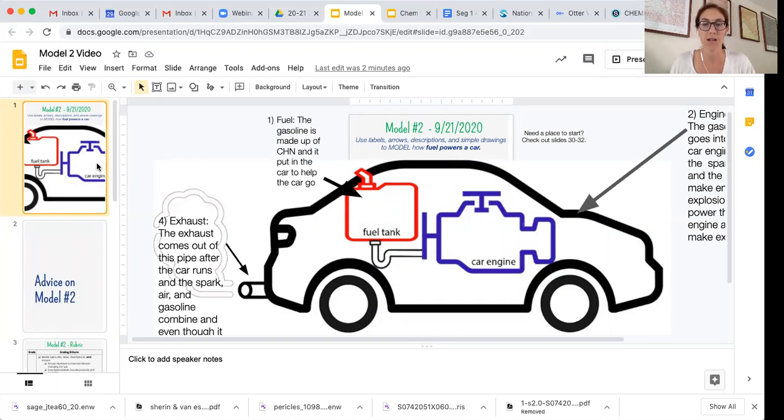The first thing that I notice here that's really helpful is that the different steps are numbered. You see 1, 2, there's 3 over here, and then 4. And so I know the order in which fuel moves through the car. What else is really important?